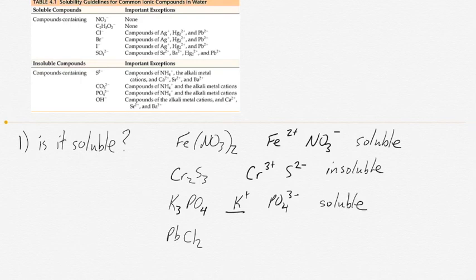Our fourth example is PbCl2, lead chloride. We split it up into ions. We have lead 2+ ions and Cl- ions, the chloride ions. So we look for our anion. We find that chloride ions are on the top part of the chart under soluble compounds, and that means they are always soluble, and the exceptions are silver, mercury, and lead ions. Lead is one of the exceptions, so this one is insoluble.